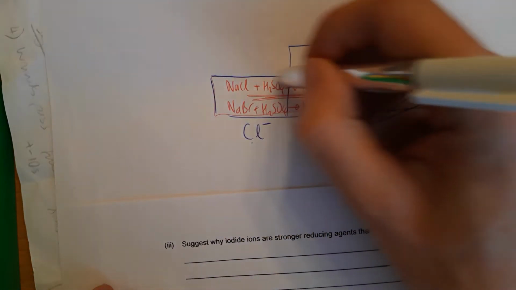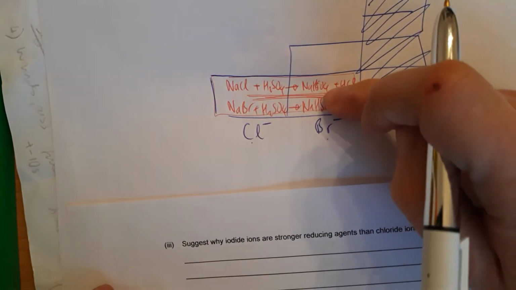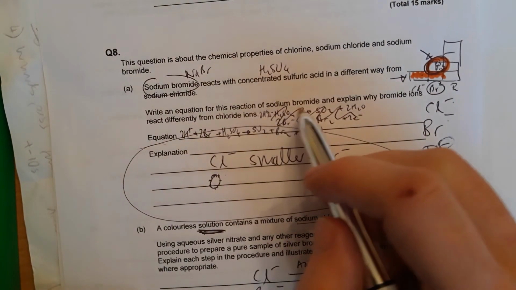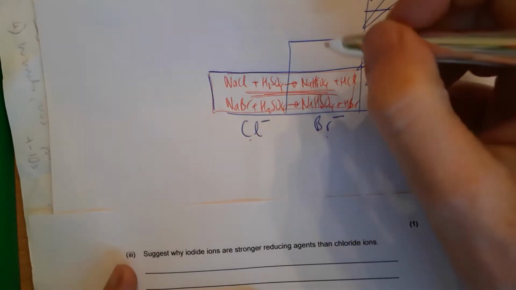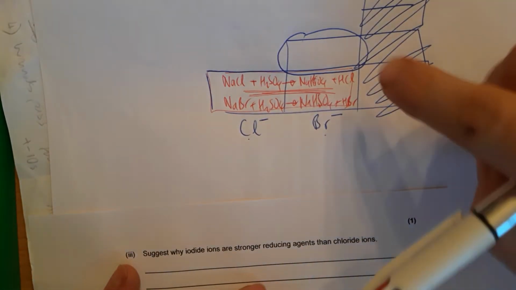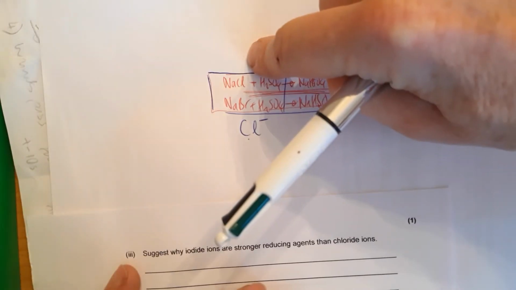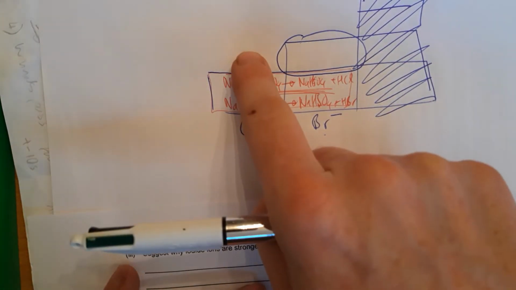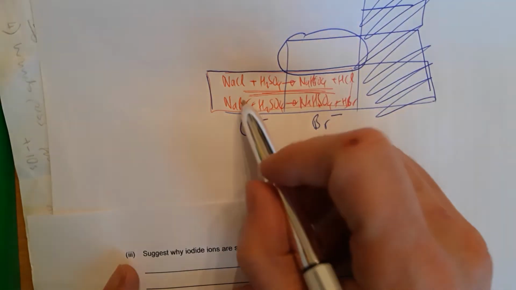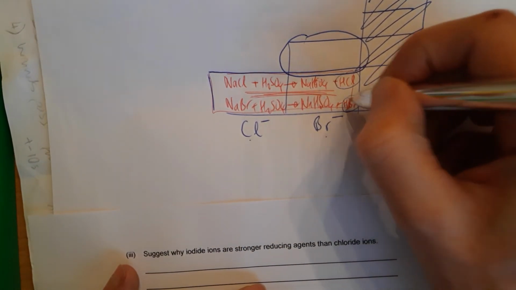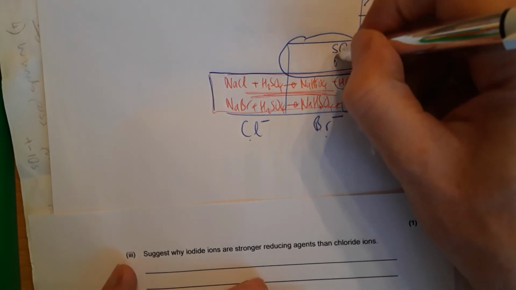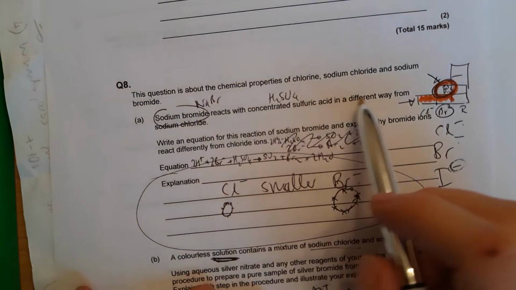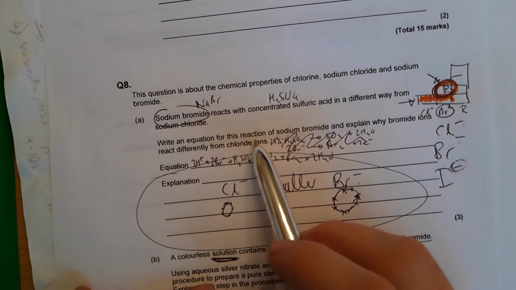That is reacting in the same way, in the non-redox way. The question says sodium bromide reacts in a different way to sodium chloride. They are referring to this box, which bromide does, but look there, chloride doesn't. So they both react to make misty fumes, but bromide reacts to make SO2, choking gas, and bromine. So the question is saying, bromide reacts in a different way to chloride, write a reaction for this equation.